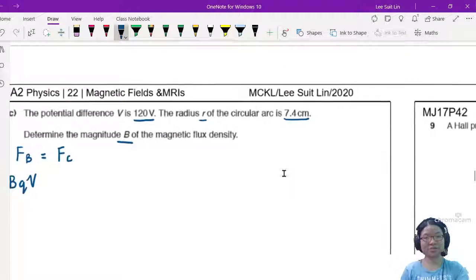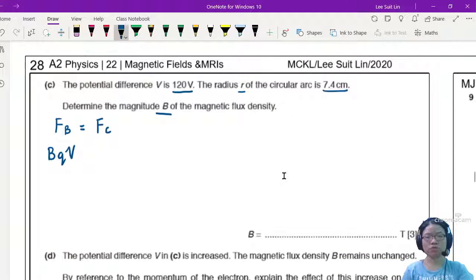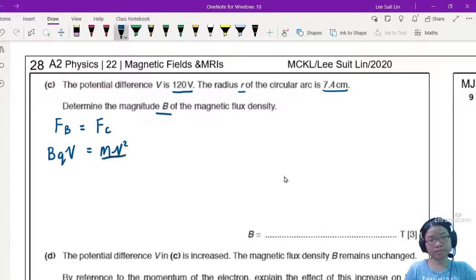All right. So here we have FB is equal to FC. So we can use BQV is equal to, I guess, MV squared over R. These are the same velocity, so we can cancel them. Okay, and we are looking for B, so I will rearrange. I will have MV over QR.